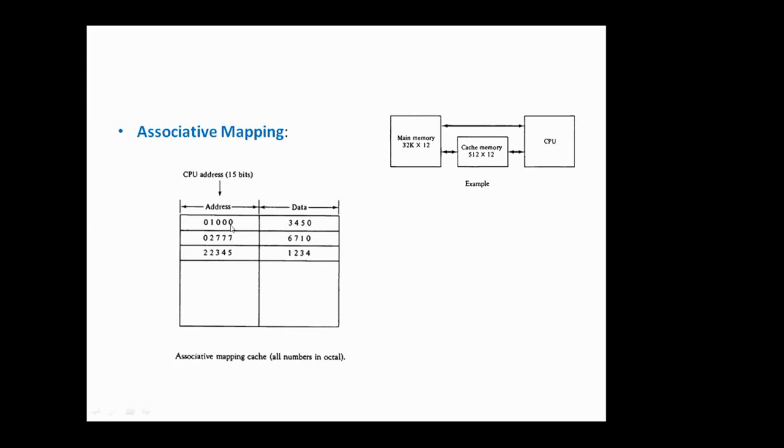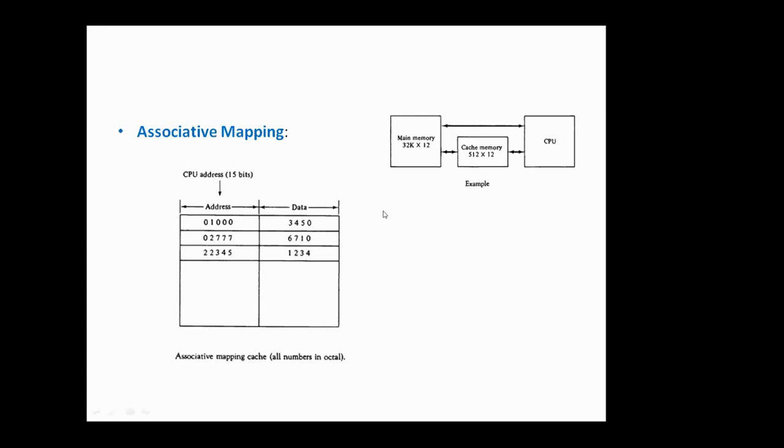Obviously, after some time, all these entries here will be filled, because the size of main memory is huge and the cache is very small comparatively. So after some time, all these entries will be filled in cache. But after that, when all the entries of the cache are filled, then when a new word, which is an address and data pair, is to be introduced into cache, it will be done on a first in, first out basis.